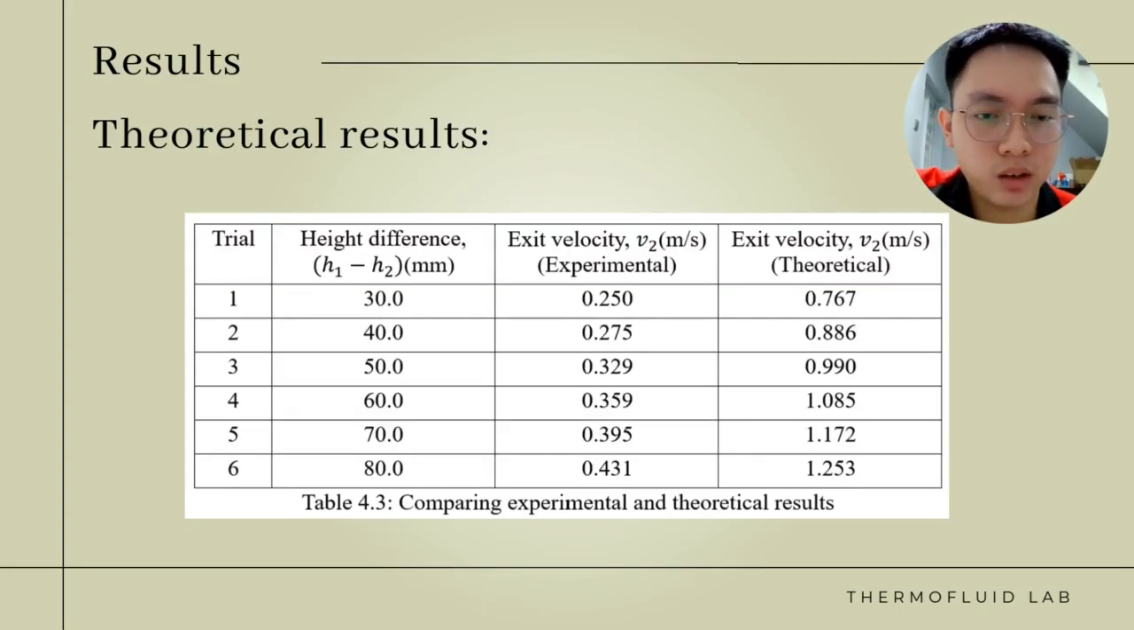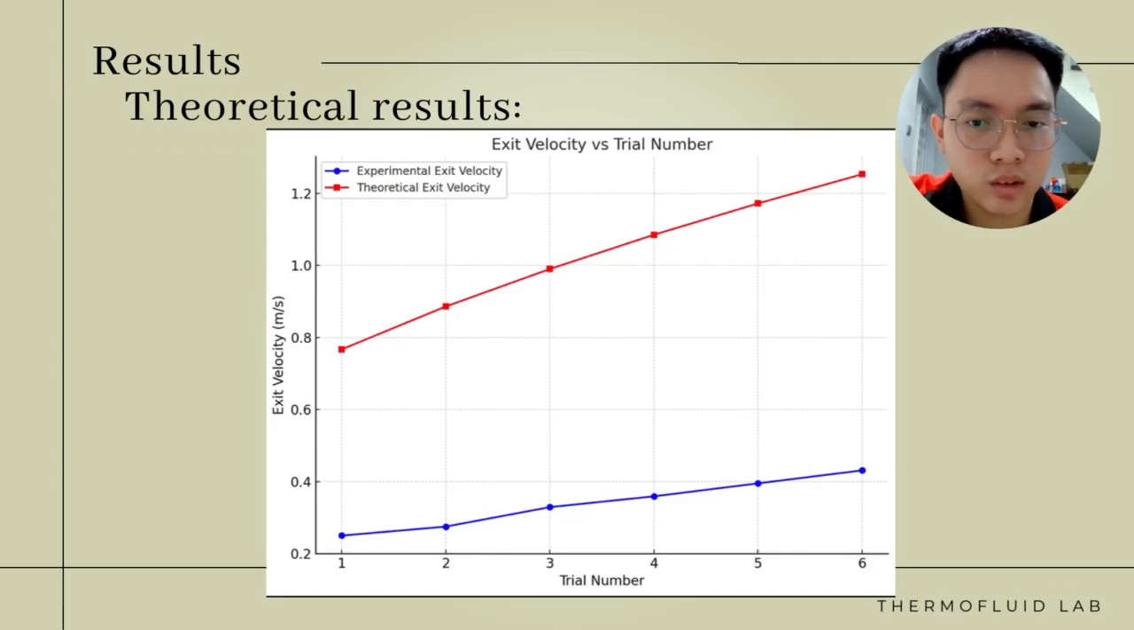So finally, we gather all the experimental data and the theoretical data of the exit velocity of water from cup A and tabulate them into a table for comparison. Based on the data we have collected, we plotted a graph of the exit velocity, both experimental and theoretical, against the trial number. We compare the trend of these two groups of data, and the trend will be further discussed in the observation part.